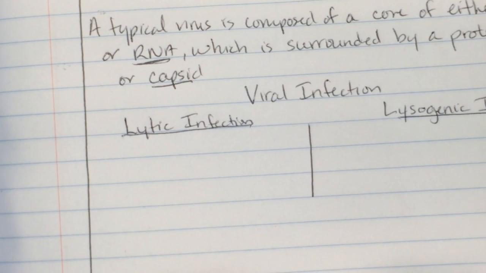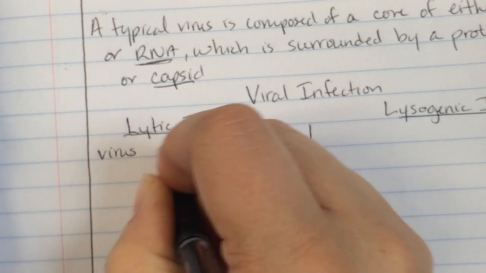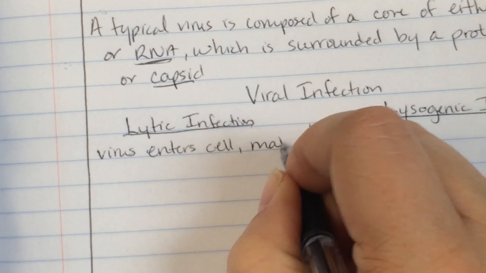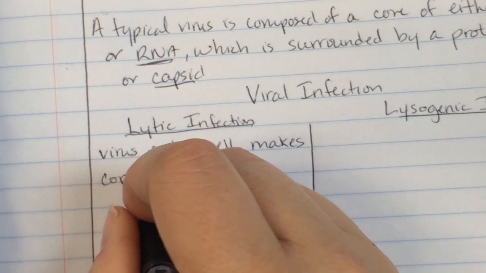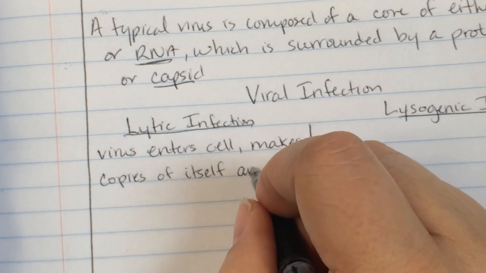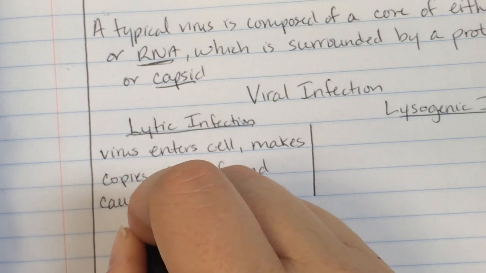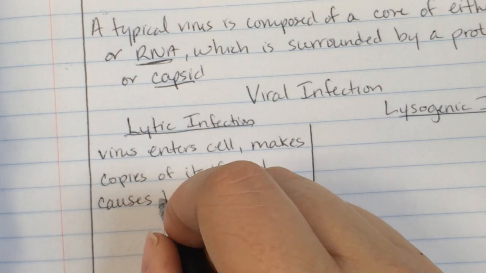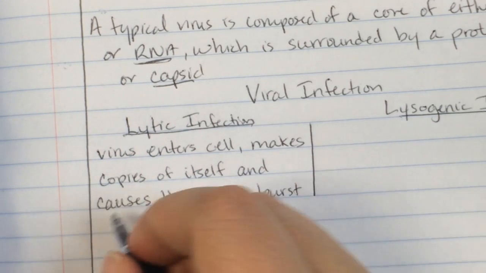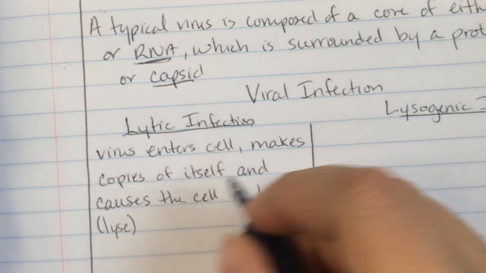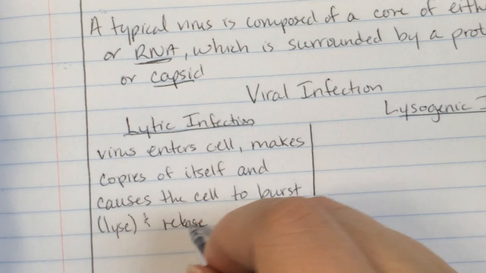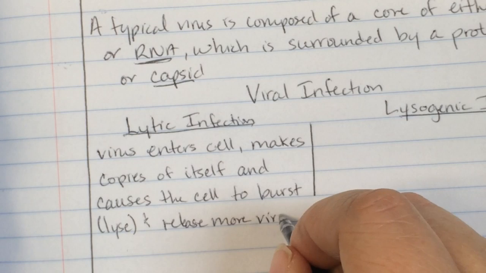So when we have a lytic infection, our virus enters the cell, makes copies of itself, and causes the cell to burst, which is also known as lyse, and release, R-E-L-E-A-S-E, more viruses.